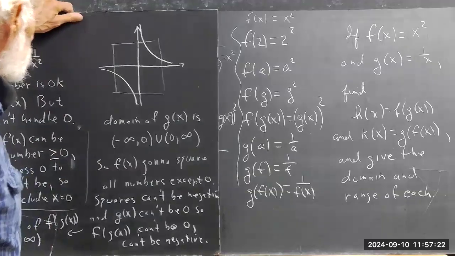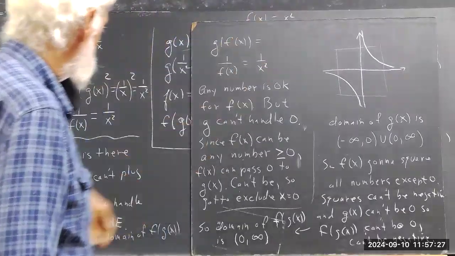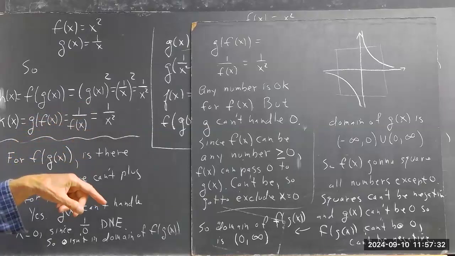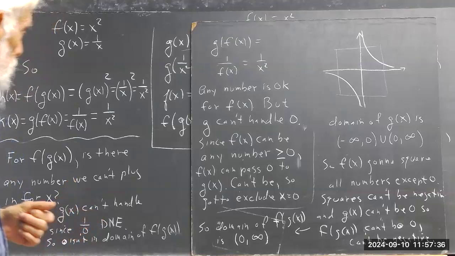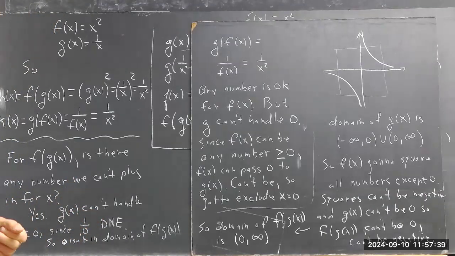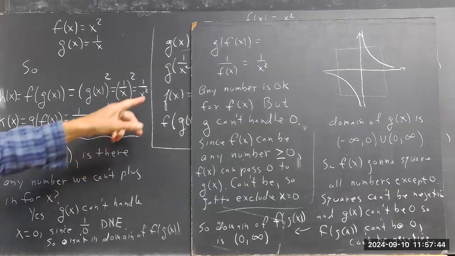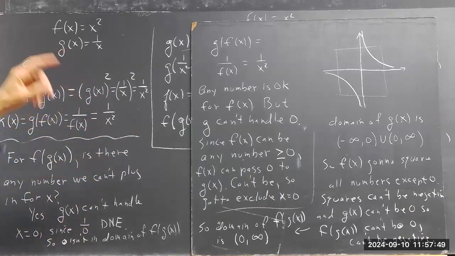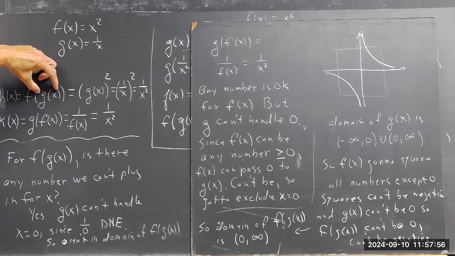We got 1 over x squared here. We got 1 over x squared here. What we're thinking a little bit about is, you know that neither one of these is defined for x equals 0 just by looking at the formula. But you want to understand that the reason x can't be 0 here in f of g of x is you can't plug 0 in at this point.